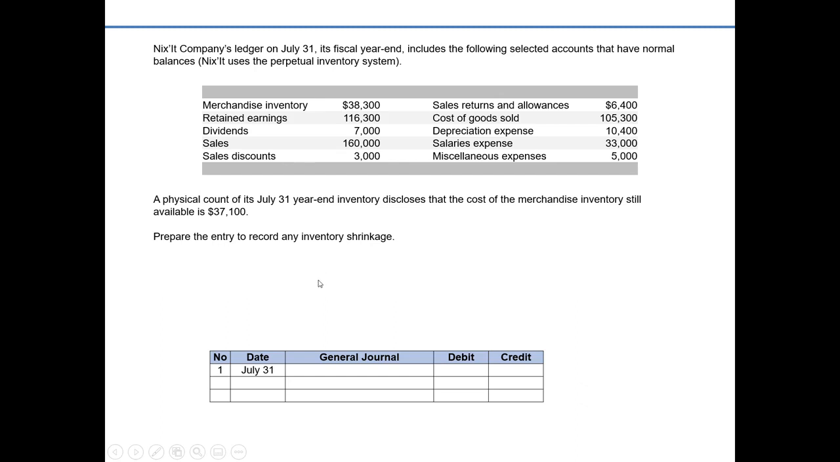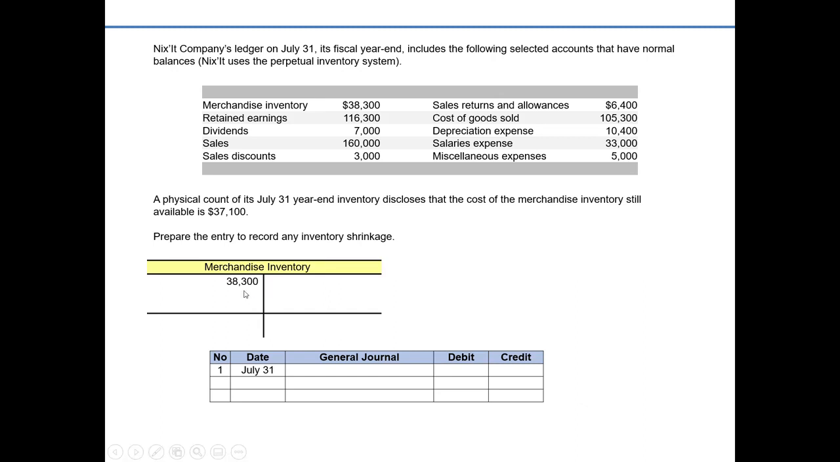So what are we going to do with that? We can't just leave the balance as is. We've got to make an adjusting entry to reflect the value of inventory they actually have. So let's think about this. Merchandise inventory right now in the general ledger, it's an asset, has a debit balance of 38,300. What do we need it to be? We need it to be the actual value of the inventory we counted, which is 37,100.